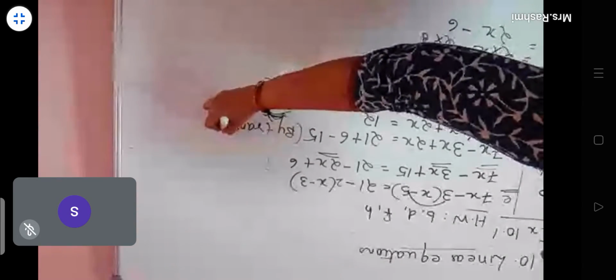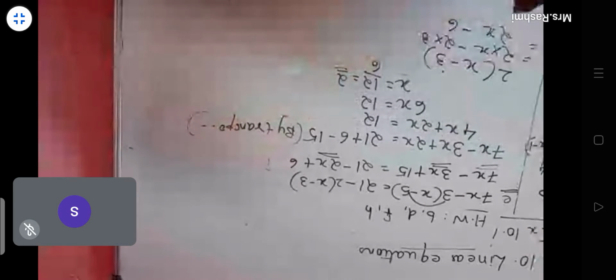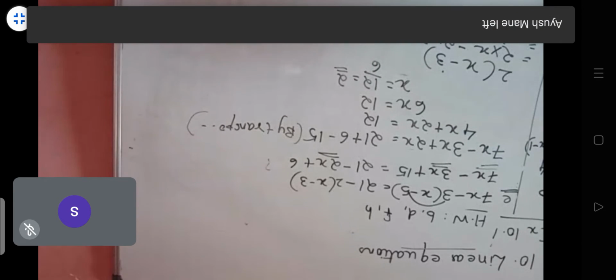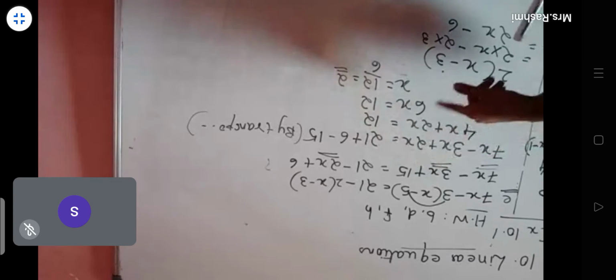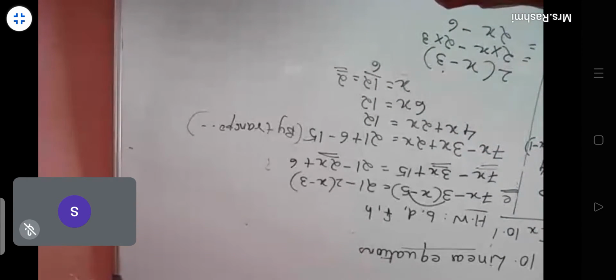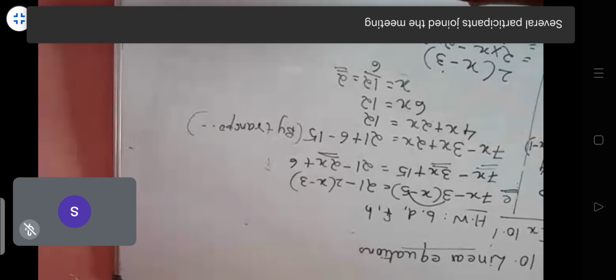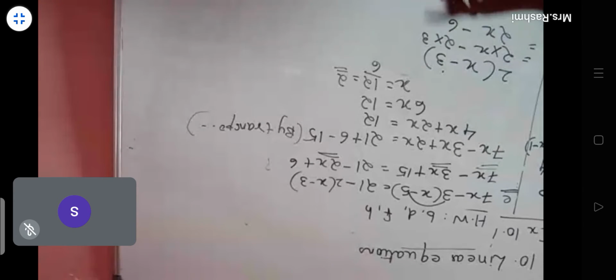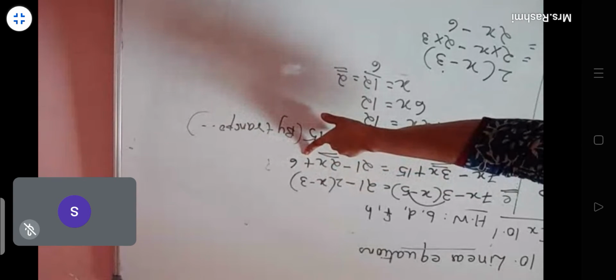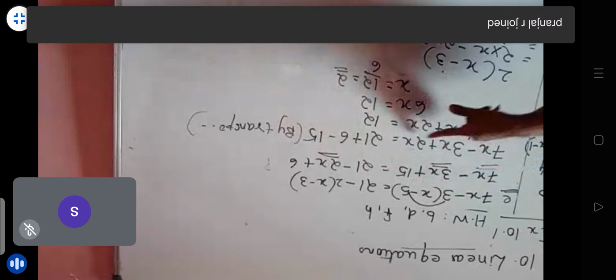Yes, teacher, it was 7x minus 3x plus 15. So when we did the transposition, we got 4x plus 2x. But how did we get plus 2x? Let's see. We had minus 2x plus 6 here. Correct, no? So this minus 2x, we brought it here. You missed out this step.